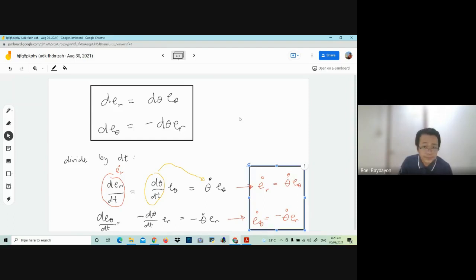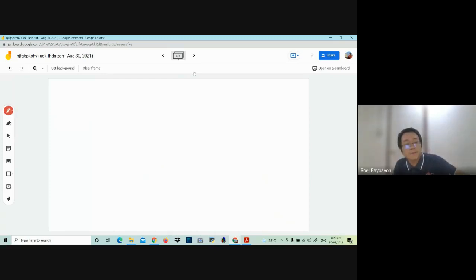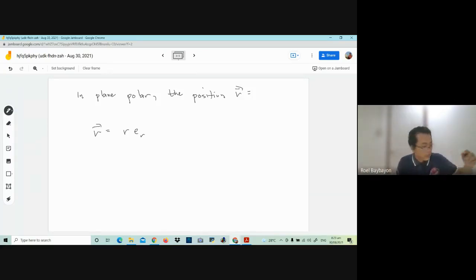So we can now write the position. In plane polar coordinates, the position r is equal to some distance or magnitude r, and the direction is e_r. So this is now my position.